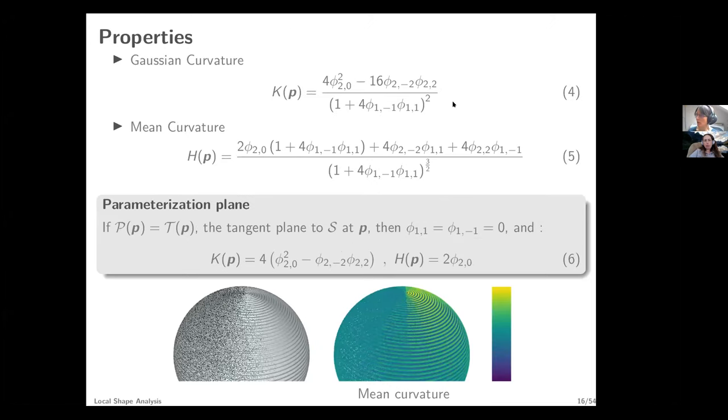So if you're only interested in Gaussian and mean curvatures, you can express them with respect to the wave jets coefficients. But now, if you're computing everything over the tangent plane, then you have phi 1 and phi 1 minus 1, which are equal to 0, because there is no deviation. And in that case, the way the curvatures are written is much easier.